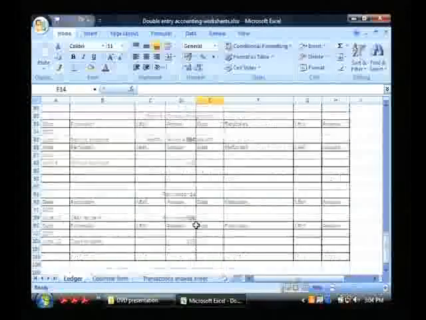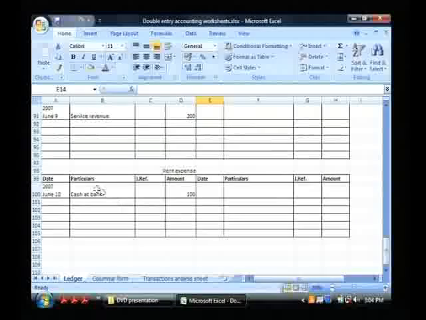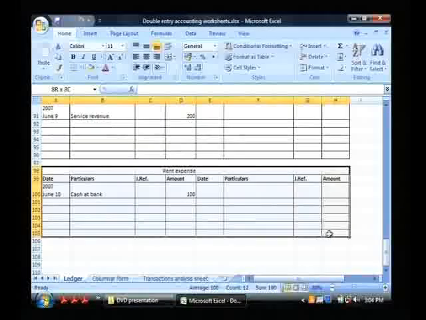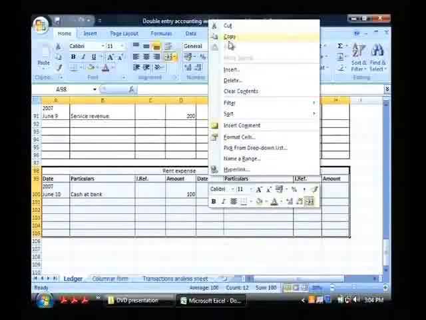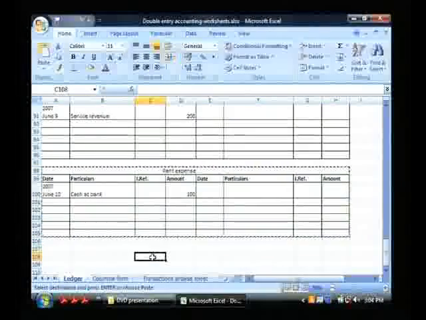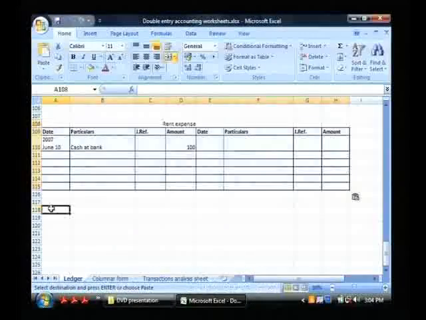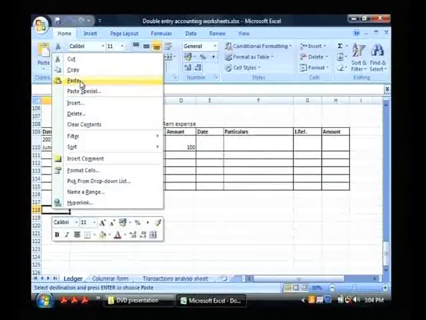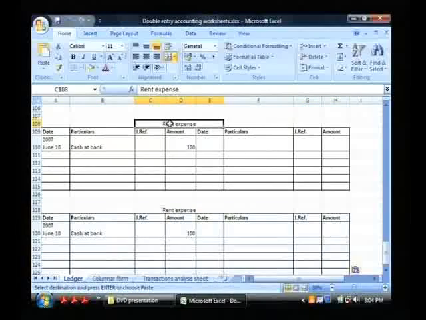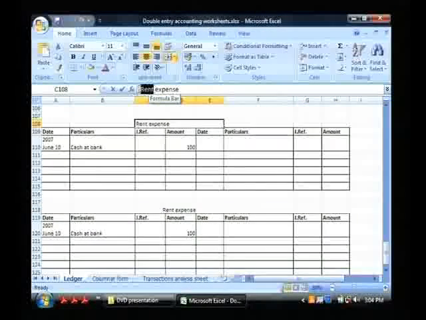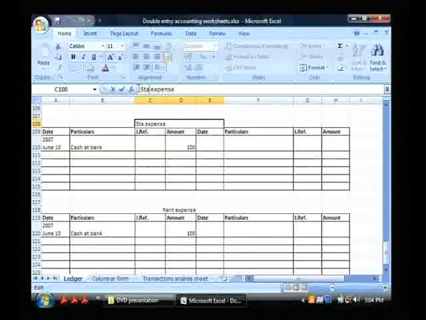So we don't have a stationery account. Therefore, we need one account for that, and another account for the creditor. Stationery expense.